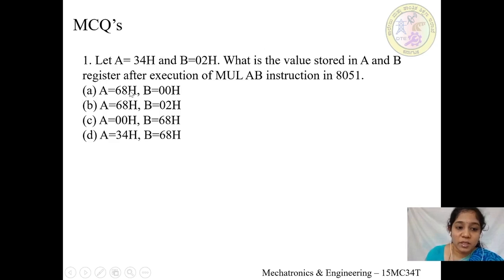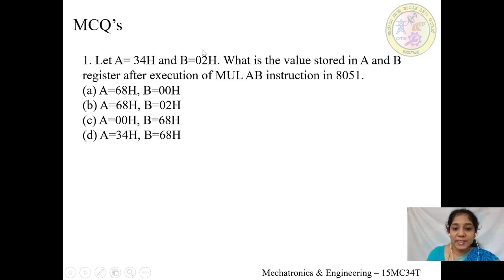Option A: A equals 68H and B equals 00H. Option B: A is 68H and B is 02H. Option C: A is 00H and B is 68H. Option D: A is 34H and B is 68H.